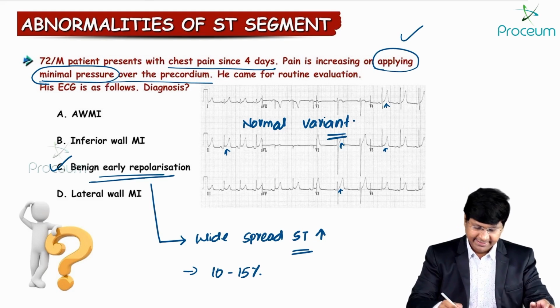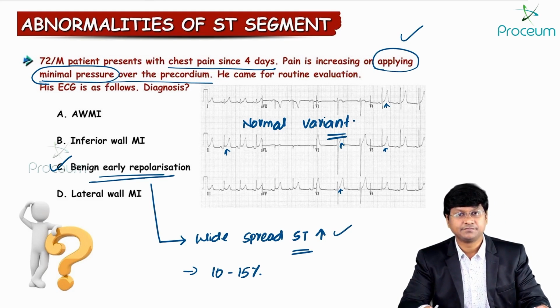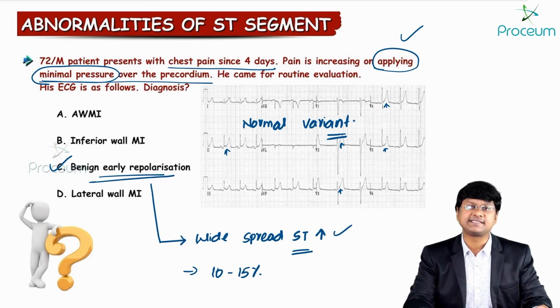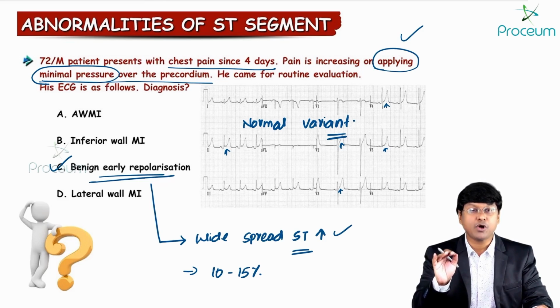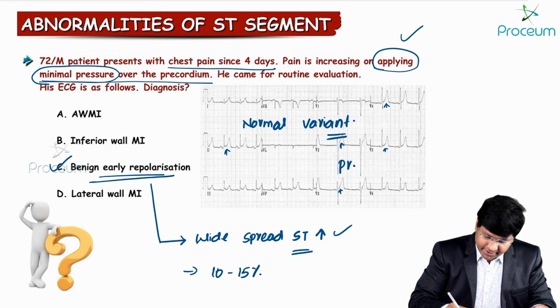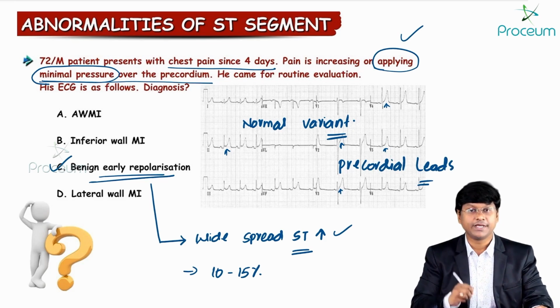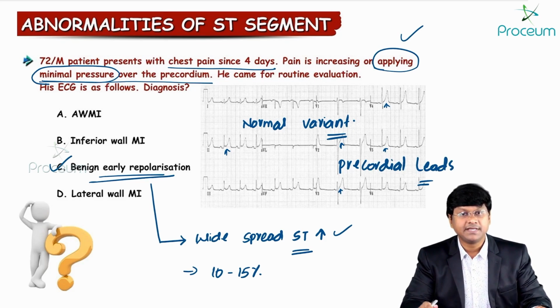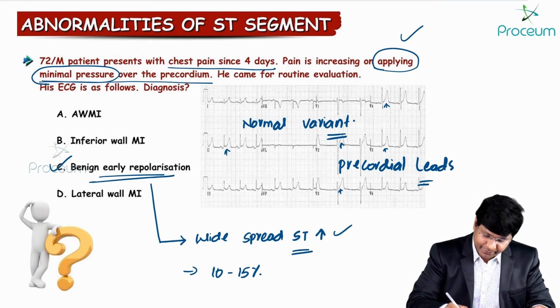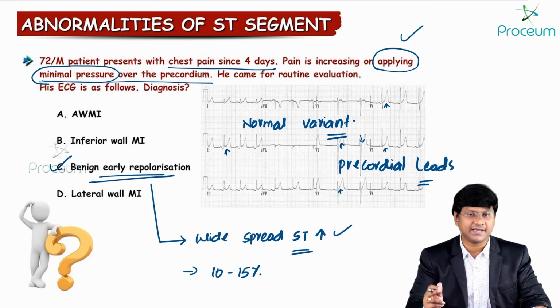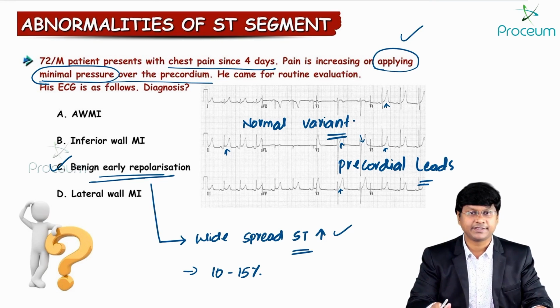I said you, there will be widespread ST segment elevation. And this widespread ST segment elevation is prominent in the precordial leads. Okay, so this is very, very important. And there will be notching or slurring at the J point. So this is your J point. So there can be a notch or upward slurring at the J point.